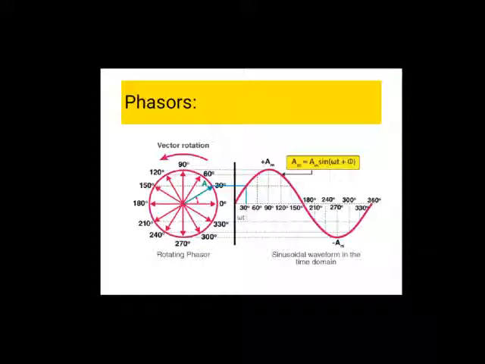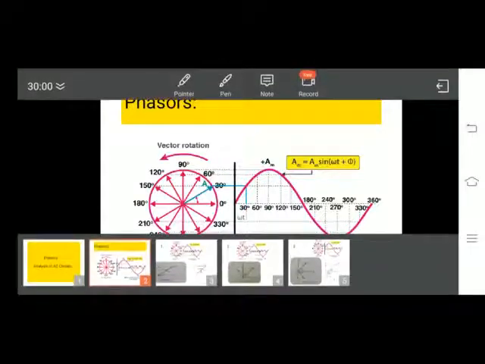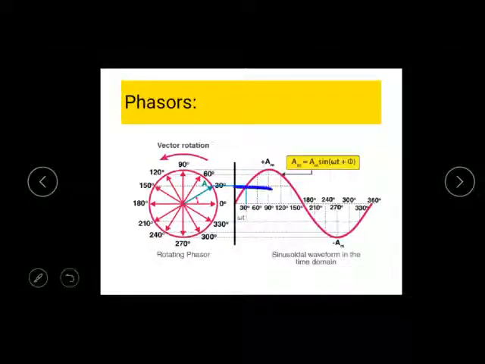The length of the phasor represents the amplitude or the peak value of the AC voltage or AC current, and its projection on the y-axis represents the instantaneous value of the AC quantity. The projection on the y-axis represents the instantaneous value of the AC quantity. Now let us consider some examples to illustrate it.